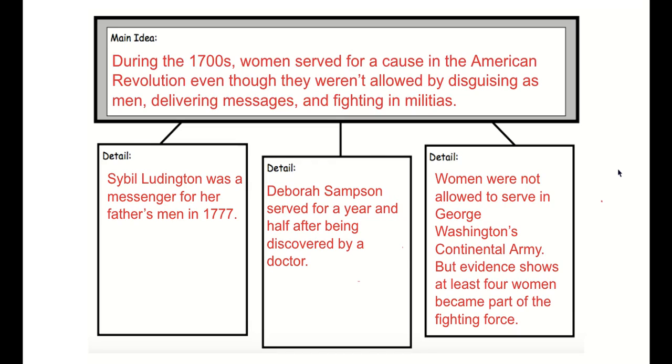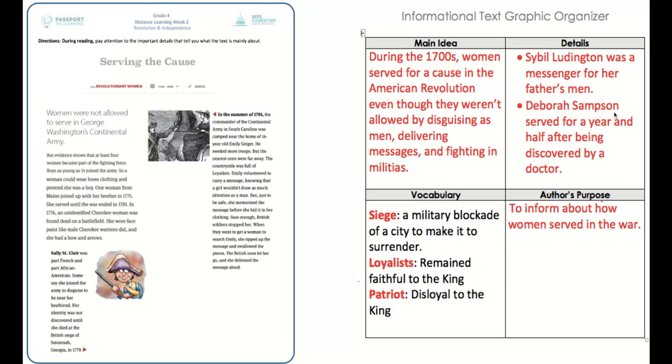So I put it all together. Notice that my gist is also kind of like my main idea, but I added a little bit more of the details. During the 1770s, women served for a cause in the American Revolution, even though they weren't allowed, by disguising as men, delivering messages and fighting in militias. Notice it has what it's mostly about, not just the smaller parts, but I did include some key details. Now I can add that to my graphic organizer. So take a minute to pause and add our main idea to your four square model. When you're ready, press play.